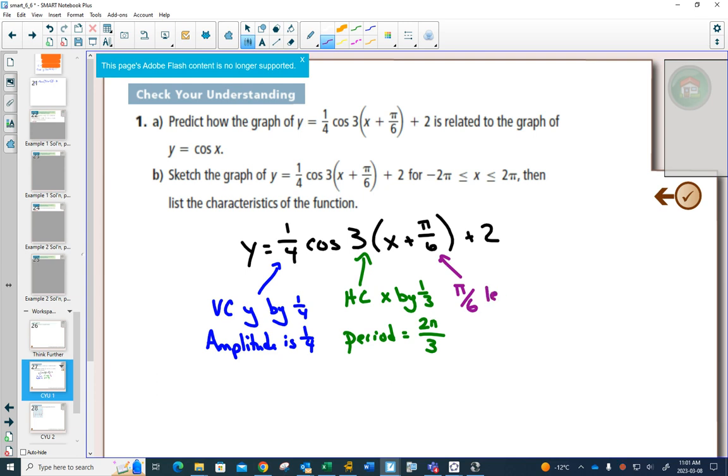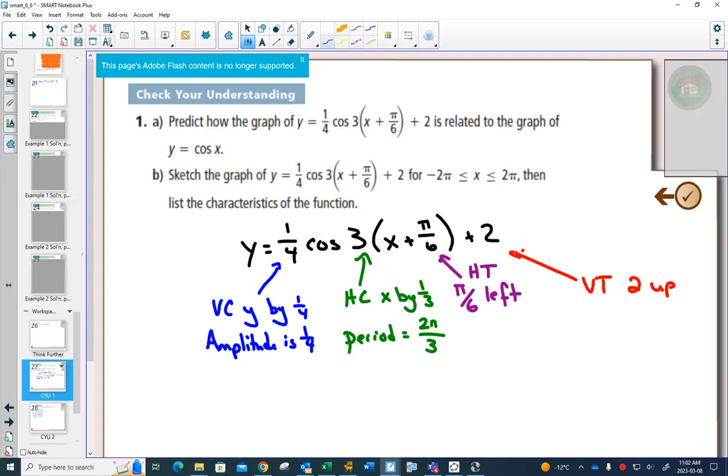Plus pi over 6 means that we will go pi over 6 to the left. This is a horizontal translation. And that would be the same with the shortcut or not. We did the same thing when we graphed our sine and cosine graphs. We just shifted the graph left or right. That plus pi over 6 means that we're going to go pi over 6 to the left. And finally, the plus 2 is a vertical translation up.